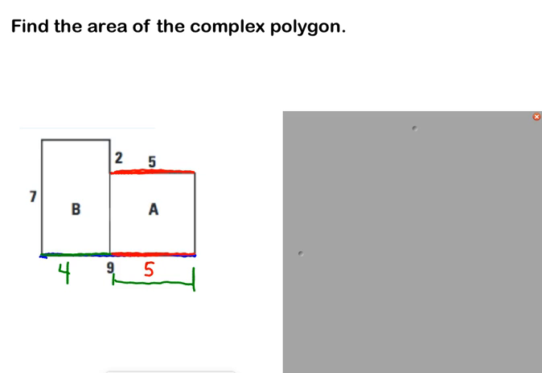Now we can easily find the area of rectangle B, because look, here's my base, 4. Here's my height, 7. So I'm going to put, just being organized, area of B equals 7 times 4. 7 times 4 is 28.